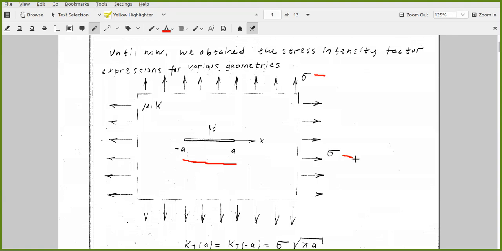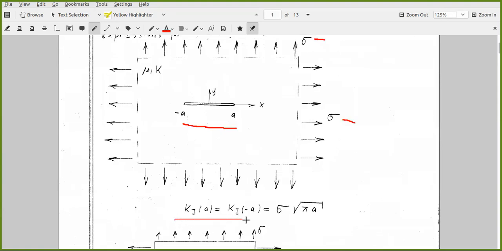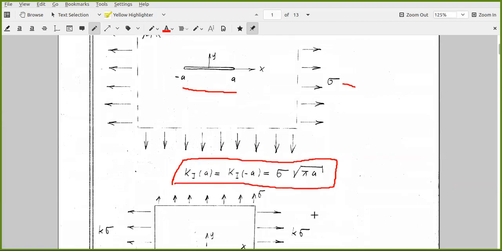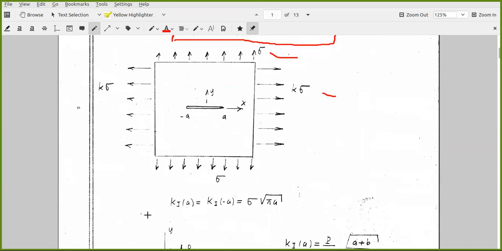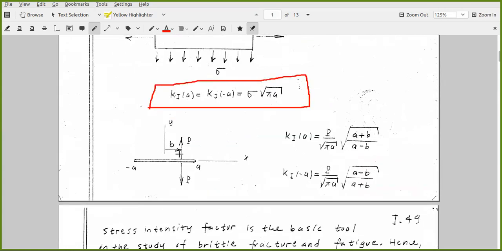Westergaard method has been applied, and the inverse procedure is described, and in the end, we have shown that the stress intensity factor, the strength of singularity, at both crack tips is sigma times square root of pi a. And in a similar manner, for unequal stresses at infinity, the stress intensity factor is the same. And for this problem, a crack loaded by concentrated splitting forces, we used Westergaard functions to calculate stress intensity factors at a and minus a.